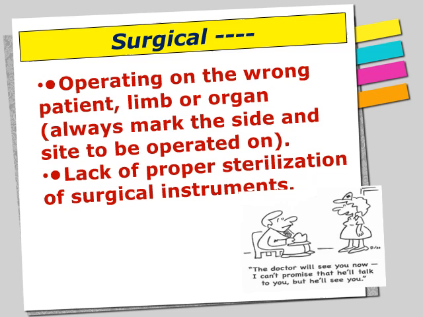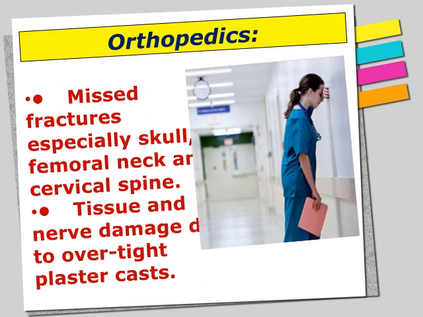You can see we can have a wrong patient for a wrong operation, and we can operate on the wrong side of the patient. This sometimes occurs all over the world. It's not related to one country. There may be bad sterilization of the instrumentation. In orthopedics, we can see a missed fracture, especially in the skull, femoral neck, and cervical spine. There may also be tissue or nerve damage secondary to tight plaster.